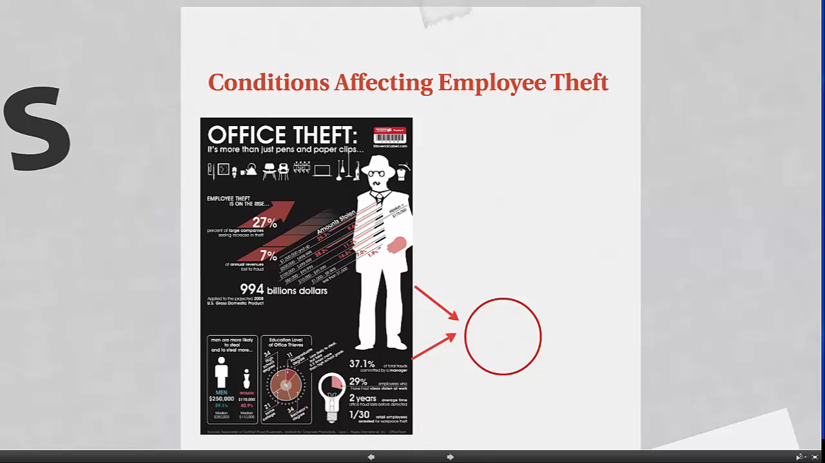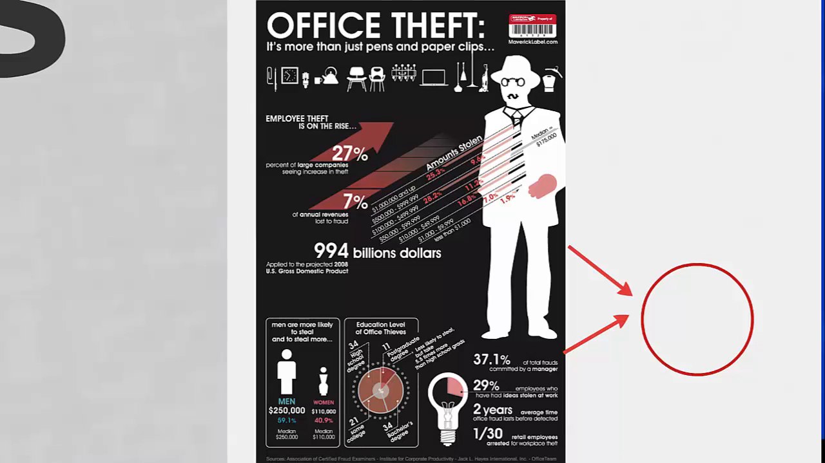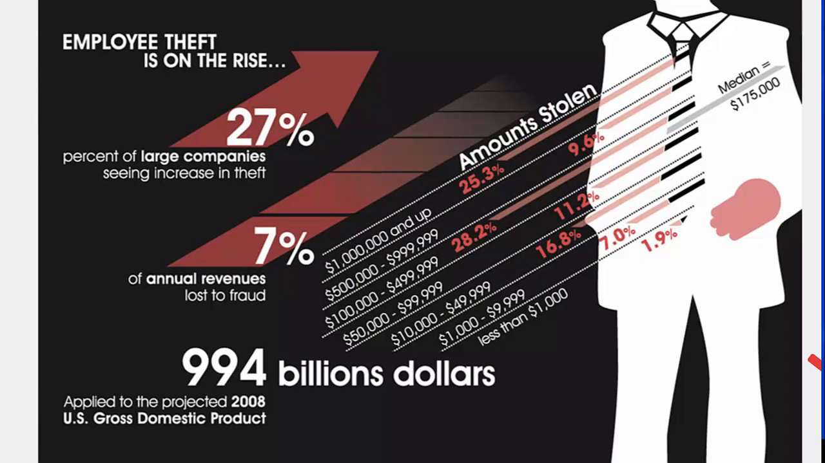Now let's talk about conditions affecting employee theft. But before we do, I want to look at this poster. I want to talk about this poster quickly. Notice that, and this was from about 2009, so it's a bit dated, but this shows how employee theft is on the rise. 27% of large companies are seeing an increase in theft. In terms of the amount stolen, 25.3% of businesses say that it's been $1 million and up.